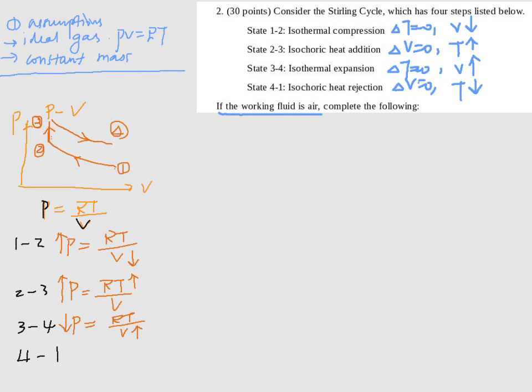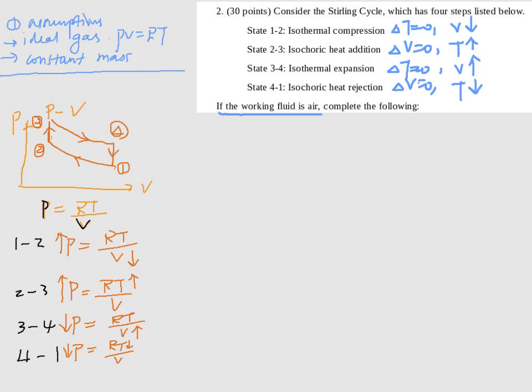The last one, same equation, RT over V. This time, the volume is constant, so it's going to be a straight line. But the temperature is decreasing. So the pressure is also going to decrease, which allows us to go down on this line from 4 to 1. And this also closes our cycle. Right?